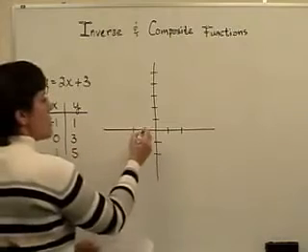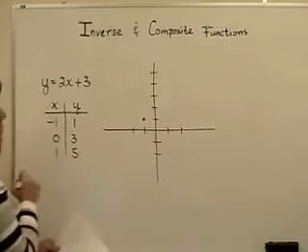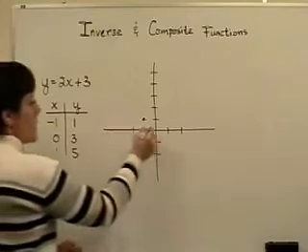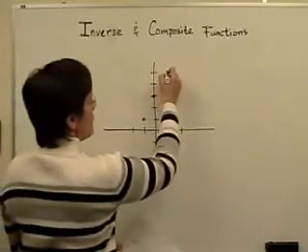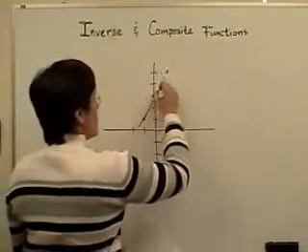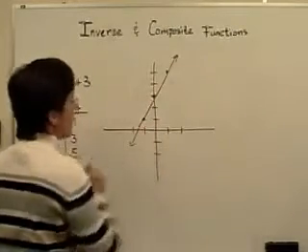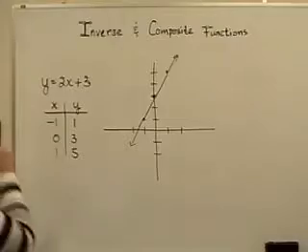So I graph this function, and here's my first ordered pair, where x is -1, y is 1. X is 0, y is 3, and x is 1, y is 5. So there is the graph. Supposed to hit the dots there, but there is the graph of this function.